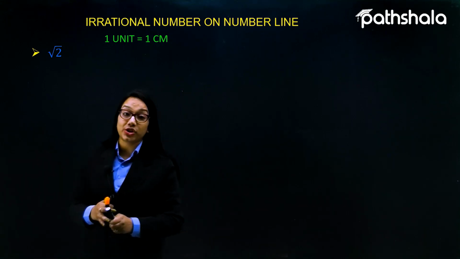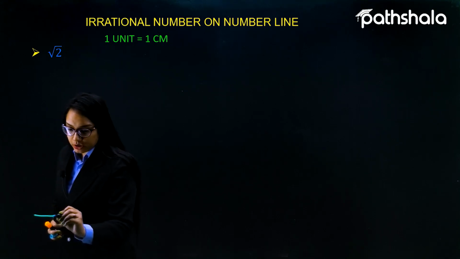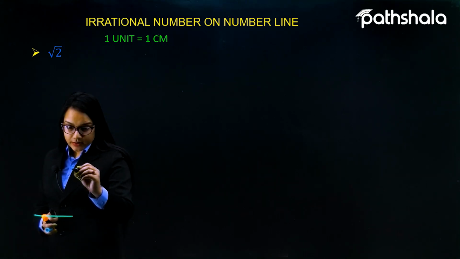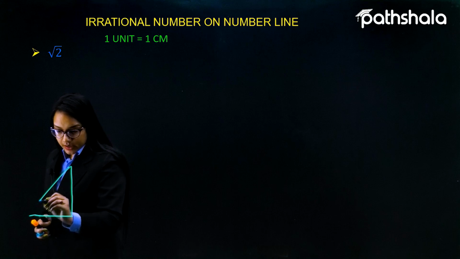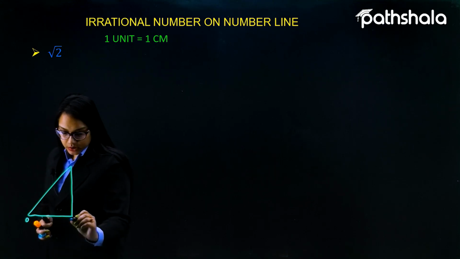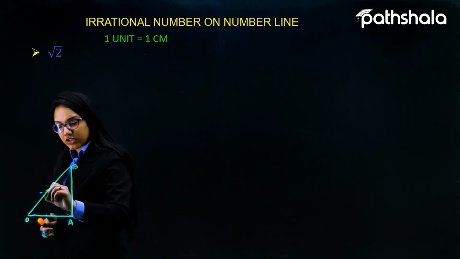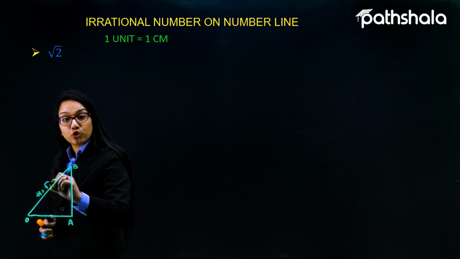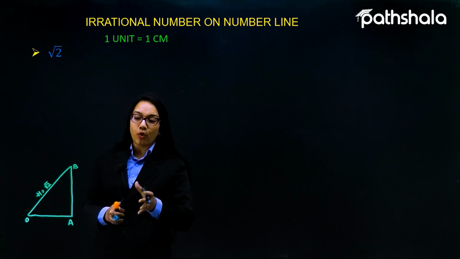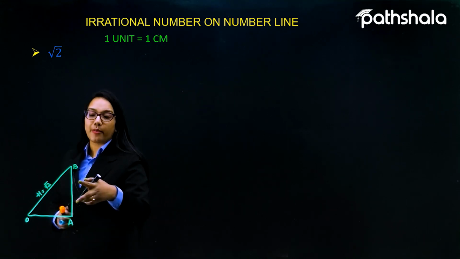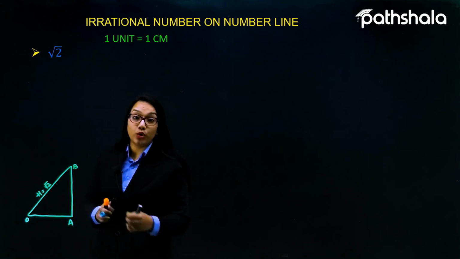But before that, let's recall the Pythagoras theorem again. First of all, let us suppose we are talking about a right angle triangle, OAB. Using the Pythagoras theorem, we just have to form the hypotenuse as root 2. So we have to take the desired values of OA and OB, meaning the base and the perpendicular, such that the hypotenuse is equal to root 2.